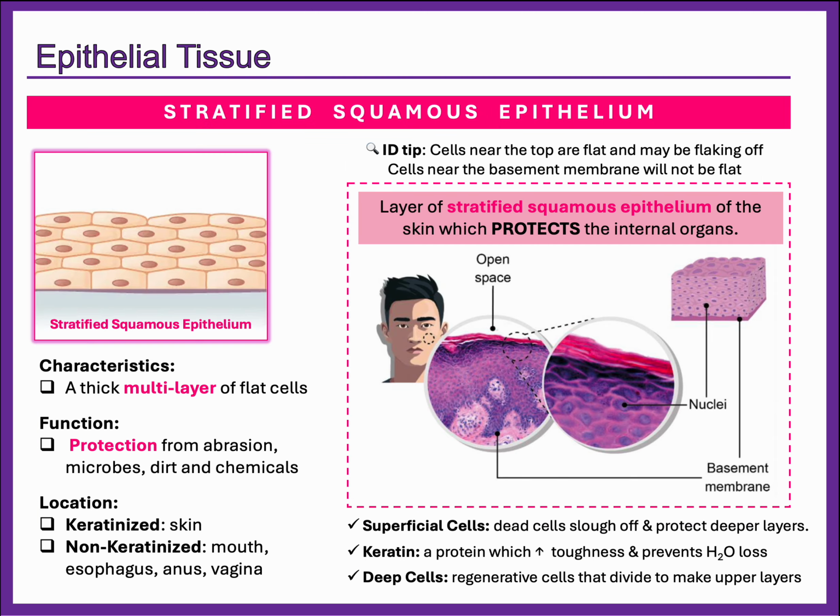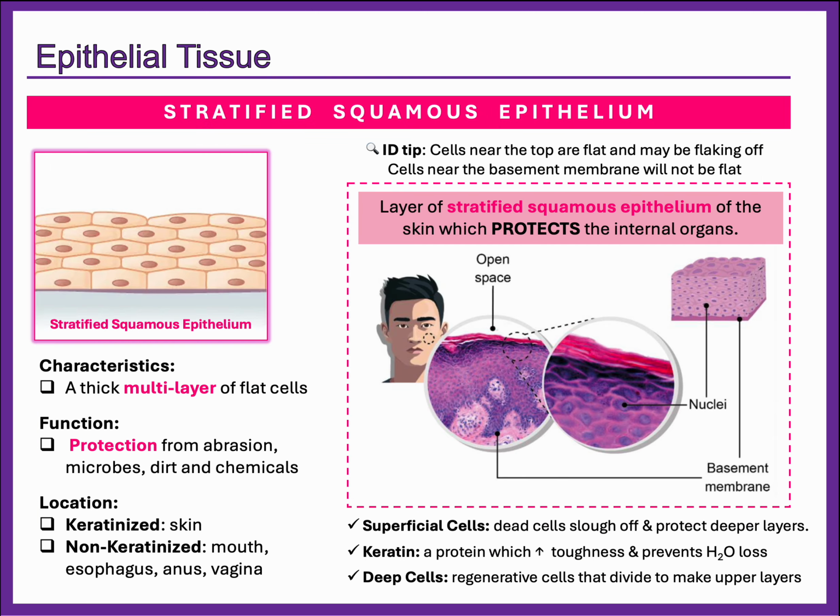Okay, next one is the stratified squamous epithelium. Stratified means stratus, many layers. Squamous means squishy. This is a thick layer of many cells that are flat. So the function of this is protection from abrasion, microbes, dirt, and chemicals, right? So think of, where do we find this? If there's keratin, which is a little top layer, we find this in skin.